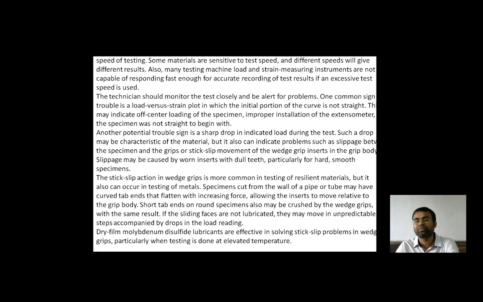So a specimen cut from the wall of a pipe or tube may have curved tab ends that flatten with increasing force, allowing the insert to move relative to the grip body. So short tab ends on round shaped specimens also may be crushed by the wedge grips with the same result.